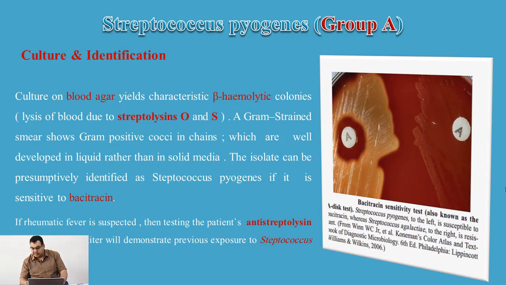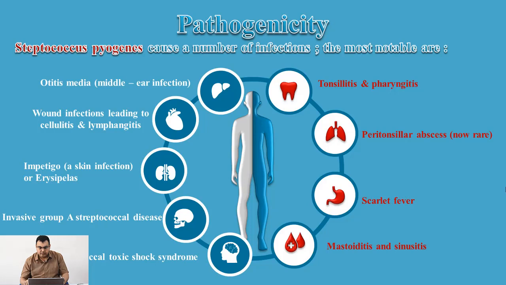If rheumatic fever is suspected, then testing the patient's anti-streptolysin O (ASO) antibody titer will demonstrate previous exposure to Streptococcus pyogenes. Streptococcus pyogenes causes a number of infections. The most notable are tonsillitis and pharyngitis, peritonsillar abscess, scarlet fever, mastitis and sinusitis, wound infection leading to cellulitis and lymphangitis, impetigo, invasive group A streptococcal disease, and streptococcal toxic shock syndrome.